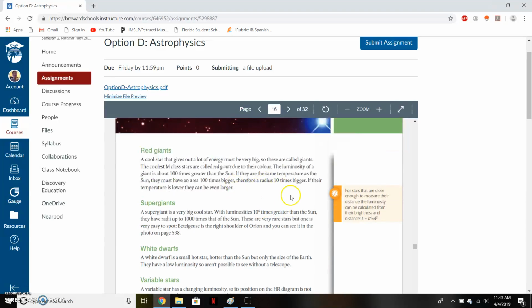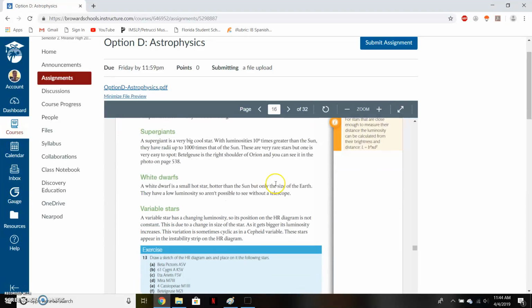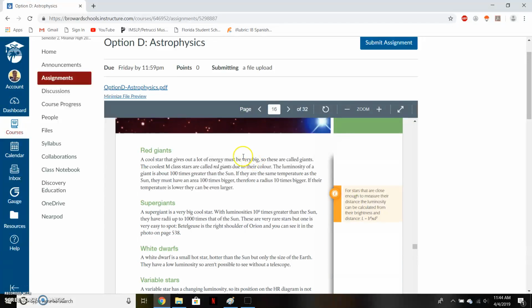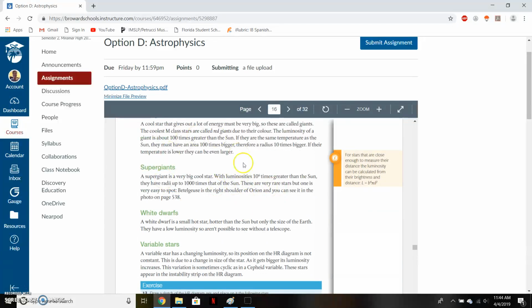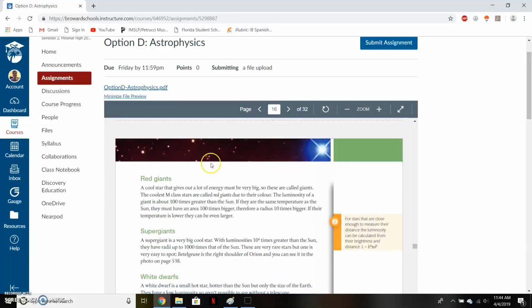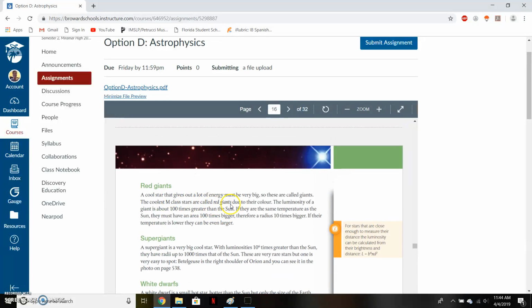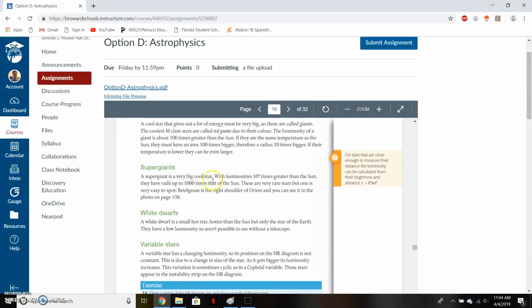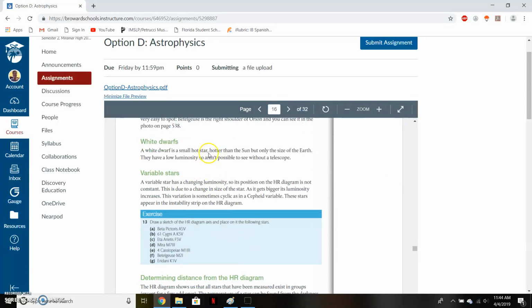So I'm going to be going over 427 through 429. On page 427, nothing is really important. These three sections aren't really important. It's just that red giants are 100 times greater than the sun, supergiants are 10 to the 6 times greater than the sun, and white dwarfs aren't able to find its luminosity because of its size.